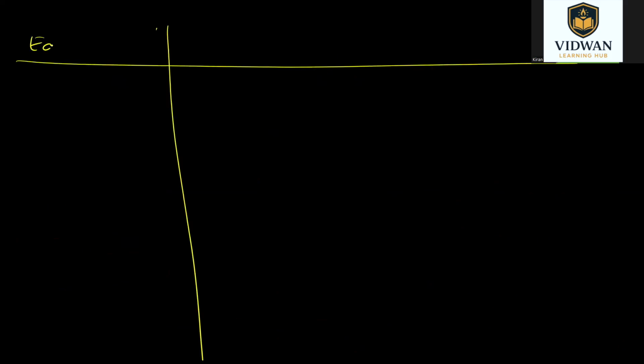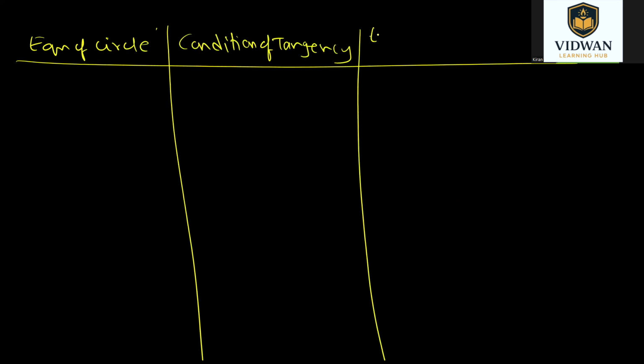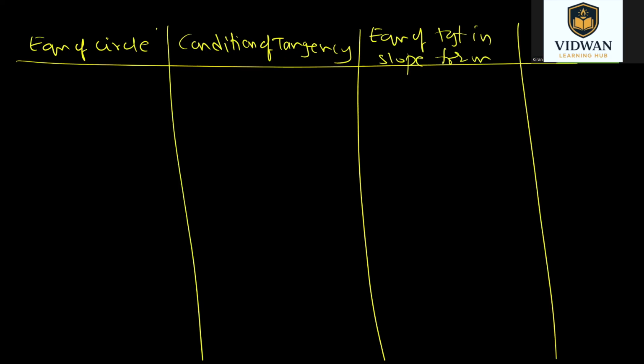Here, let us write down the equation of circle. Here we'll write the condition of tangency. Then in the next column we'll write the equation of tangent in slope form, TGT I'll write in short form, and slope form. In the last column, we'll write down the point of contact.